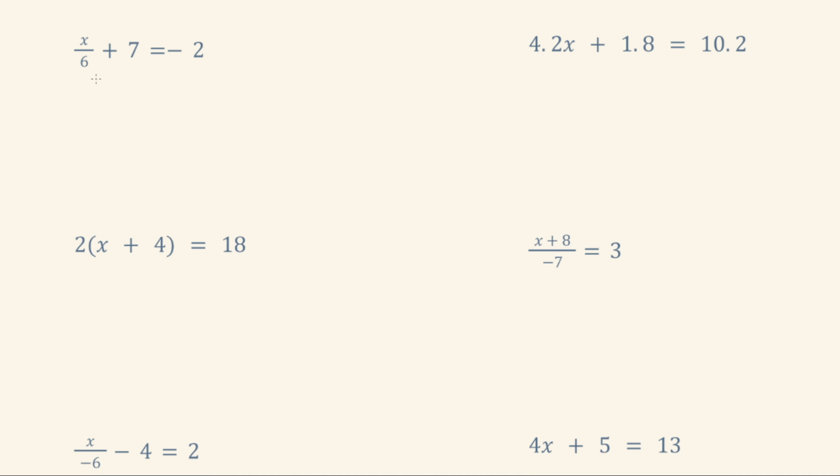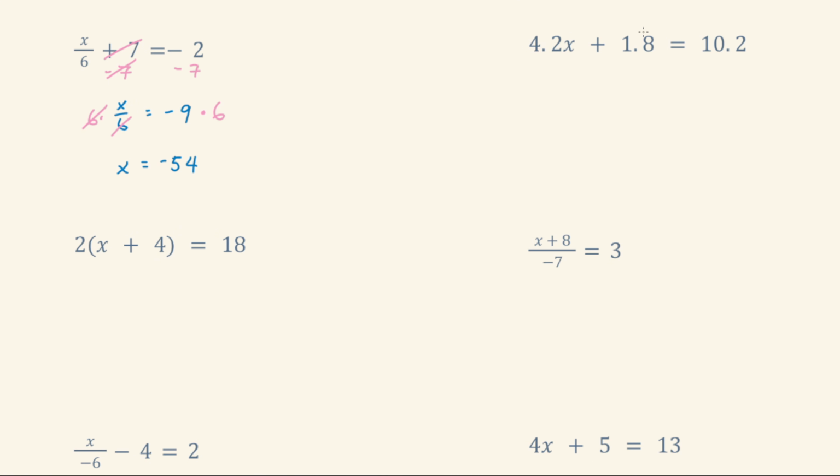Over here, I have x divided by 6 plus 7 is equal to minus 2. So x divided by 6, that quotient is going to be added to 7. So the last thing that happened was plus 7. I'm going to now get rid of that by subtracting 7 on both sides. These go away. I'm just left with, on the left, x over 6. And on the right, I have minus 9. Now I have to undo this division. I'm going to multiply by 6 on both sides so that these cancel out. And I'm left with x is equal to minus 54.